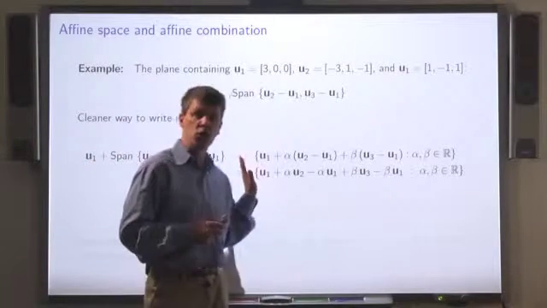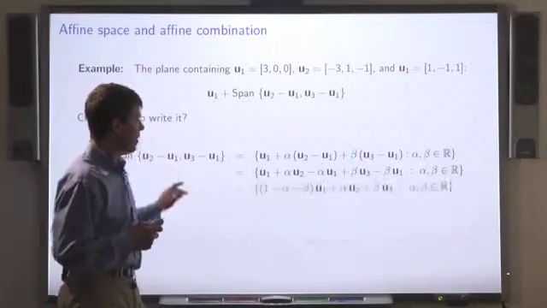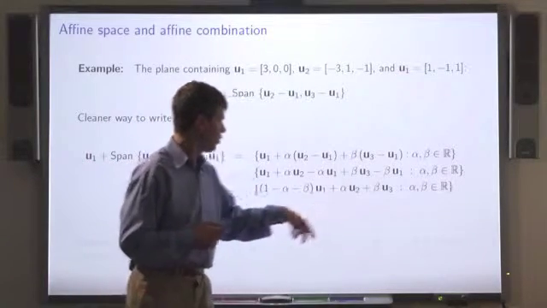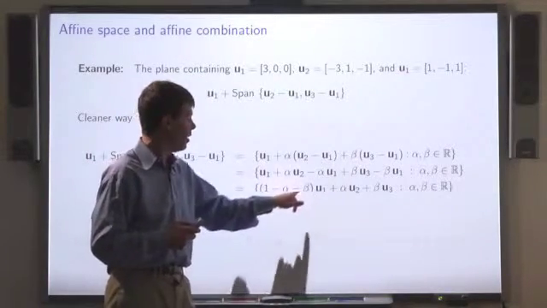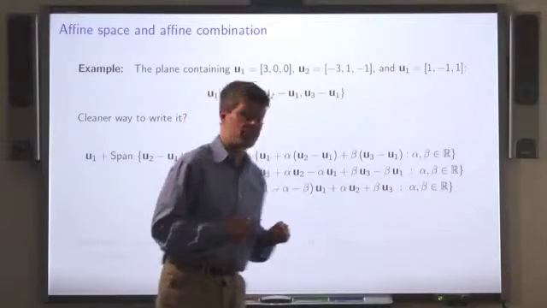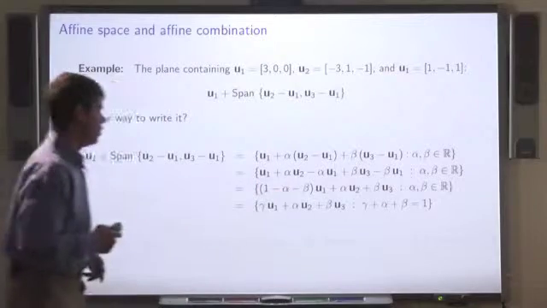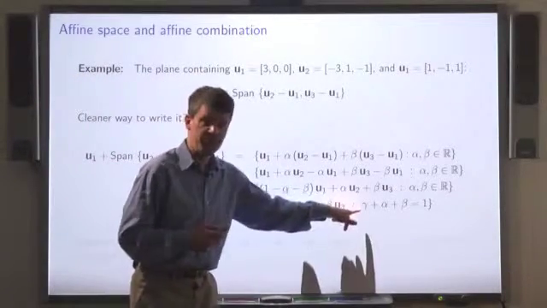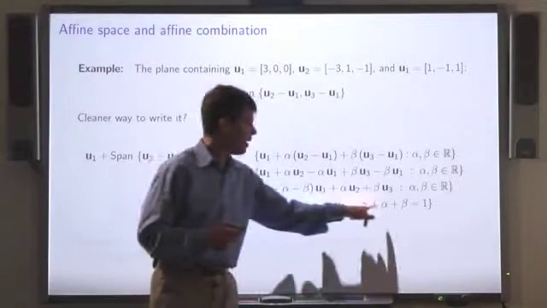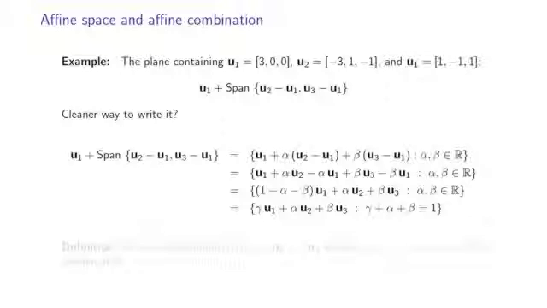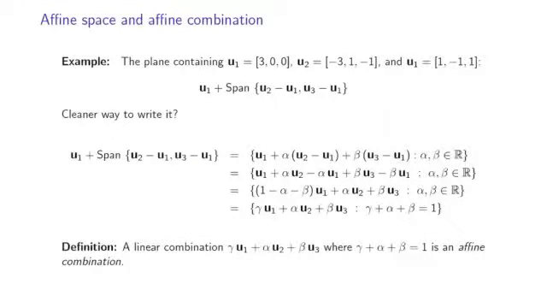We can use the distributive law and then gather like terms. Then it's the set of all linear combinations where the first coefficient is 1 minus alpha minus beta, where alpha and beta are the other 2 coefficients. So we'll do a substitution. We'll replace 1 minus alpha minus beta with another variable, gamma, and require that gamma plus alpha plus beta equals 1. So this is the same set. And this is a nicer representation of that set.